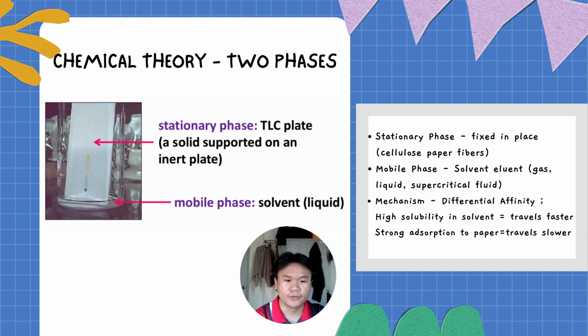The magic happens through the mechanism of differential affinity. As the liquid solvent climbs up the paper via capillary action, the individual pigments inside our food dye begin to react. Pigments with a high solubility in the solvent travel faster and higher up the plate. Meanwhile, the pigments with a strong adsorption to the paper move much slower. This basic chemical relationship is what allows us to see the individual components of the dye separated perfectly.